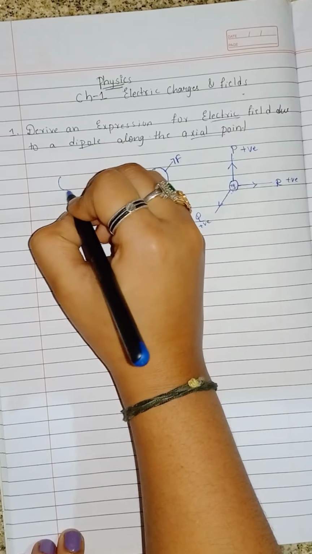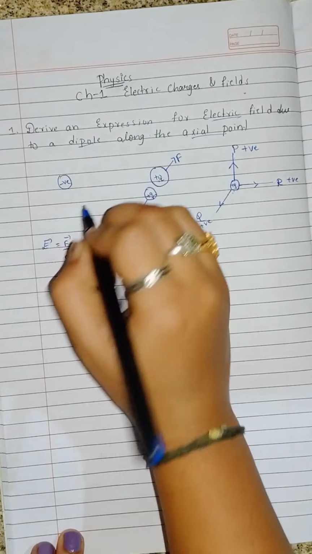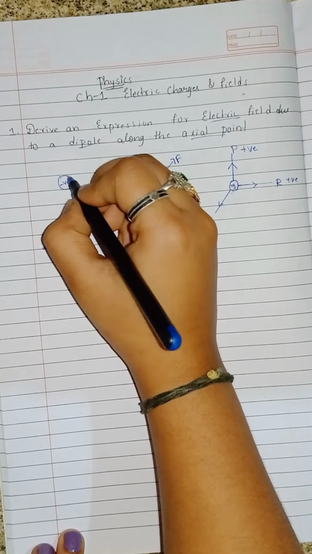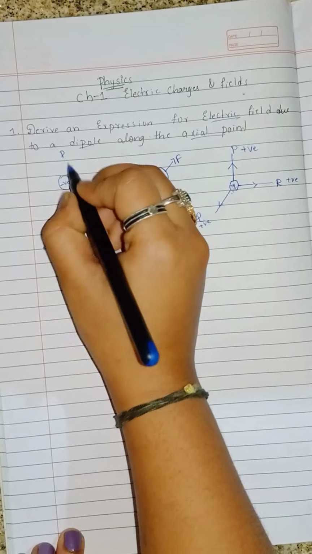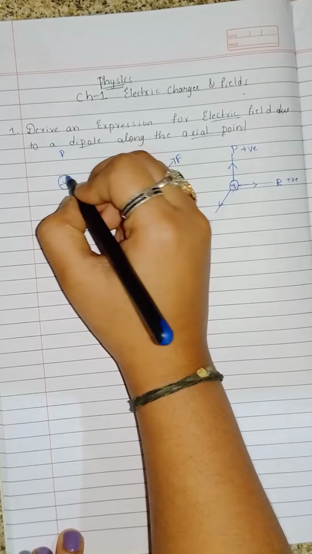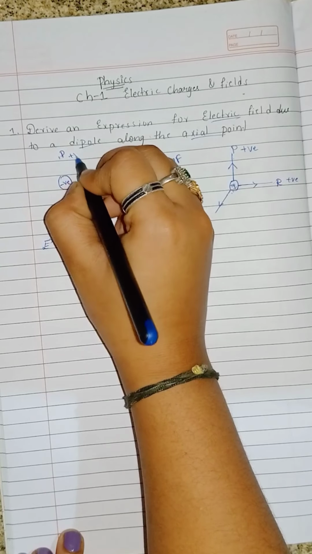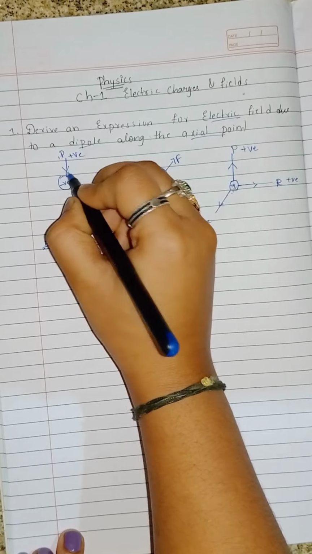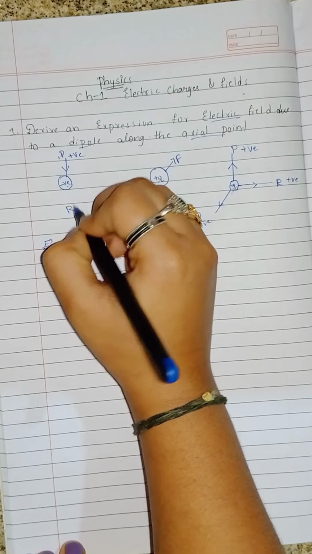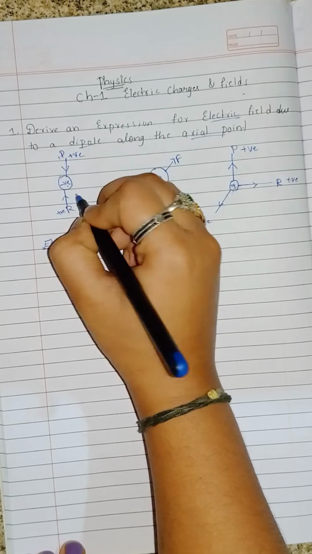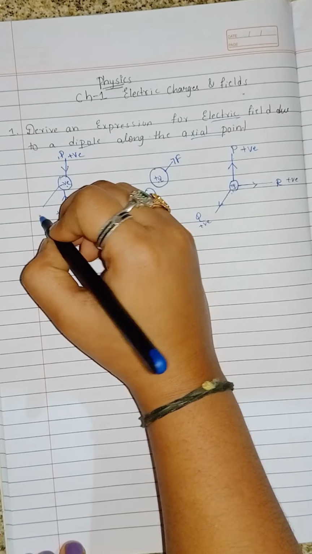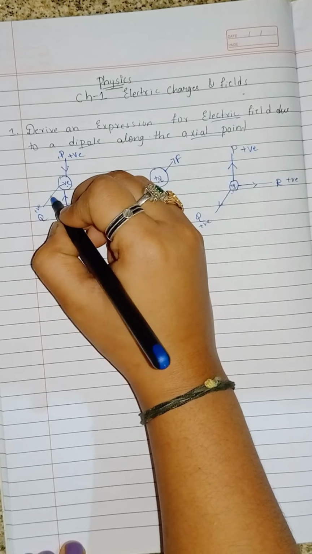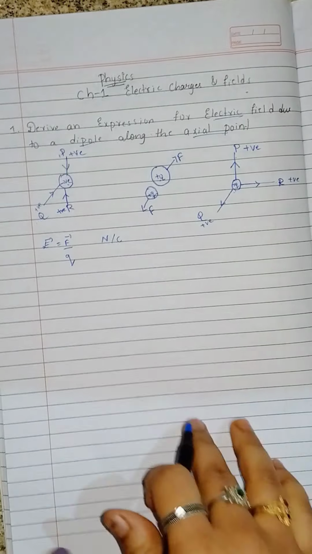Or I'll take a negative charge, minus Q, and place it at point P. How is the electric field direction? I place a unit positive charge here. Unlike charges attract, so it is towards the charge. At R, if I place a positive charge, it is towards the charge. Here at Q also, if I place a positive charge, it is towards the negative charge.